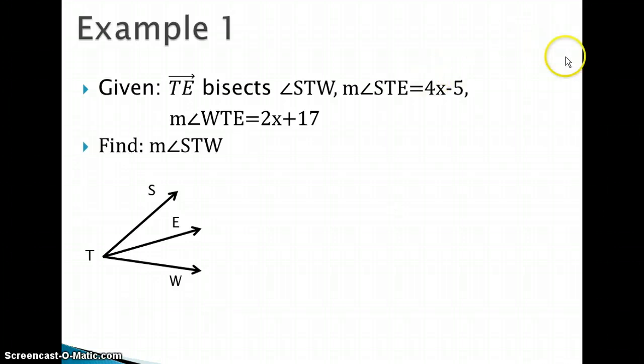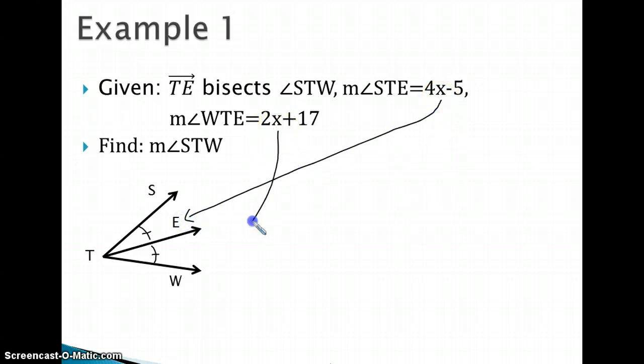Our first example, we have that TE, the ray, bisects angle STW. And again, looking at our root words, bi meaning two, sect meaning pieces. So TE is going to break up this angle into two pieces. So let's mark them off. Those are the same. And the nice thing is I'm given the measurement of both. So I'm told that angle STE is 4x minus 5, so that's this angle right here. And I'm told that WTE is 2x plus 17, that angle right there.